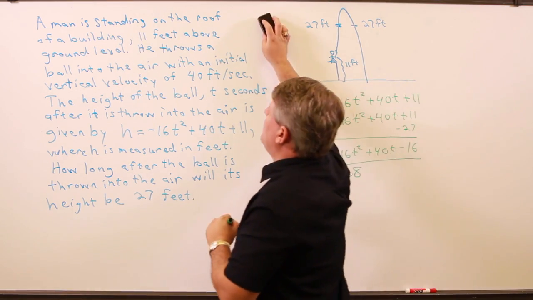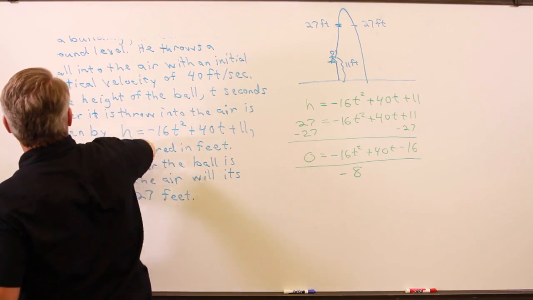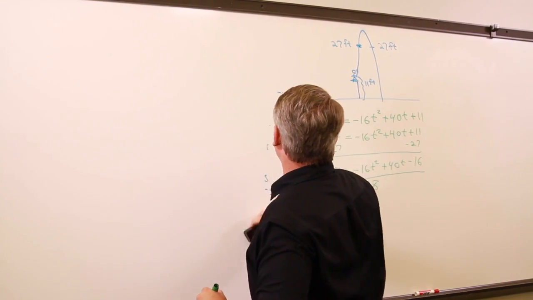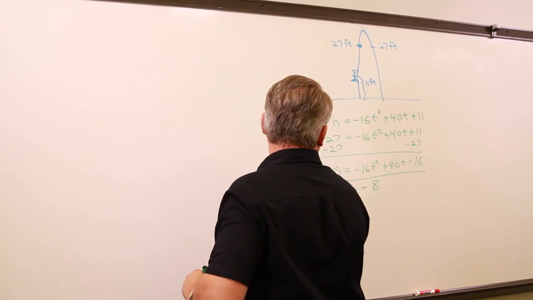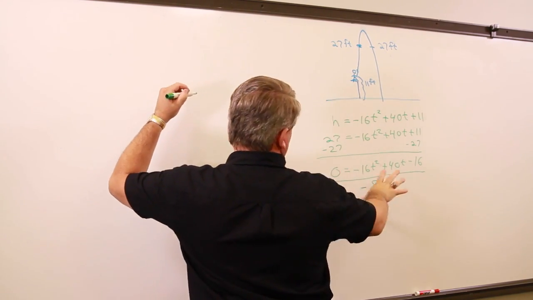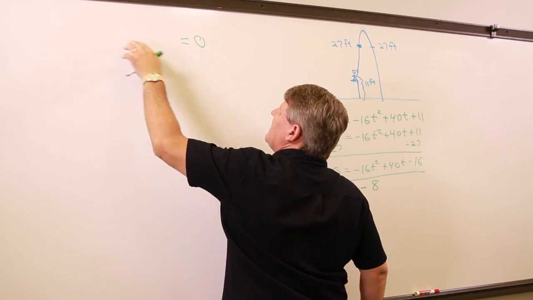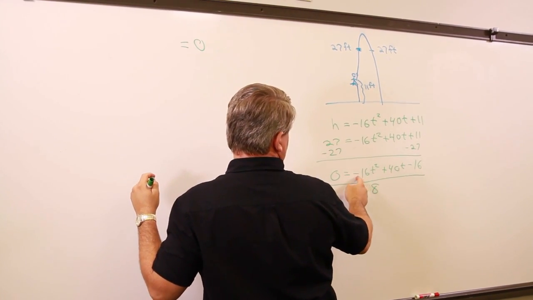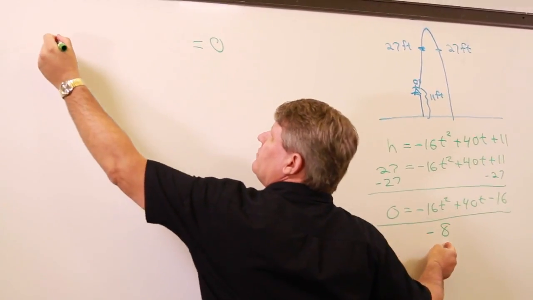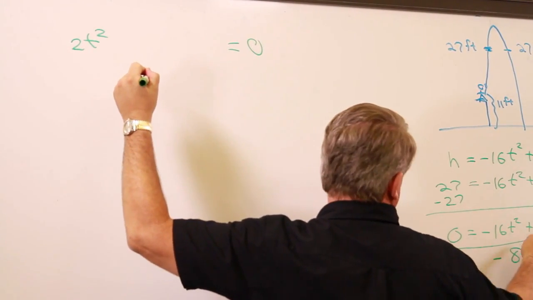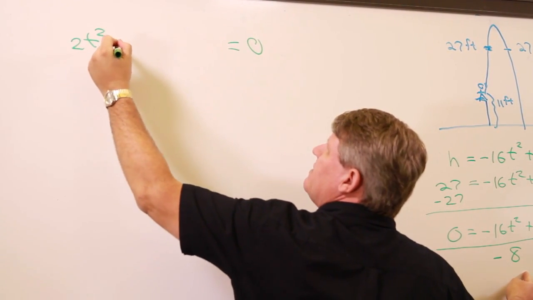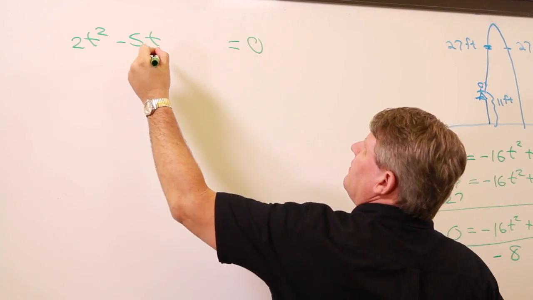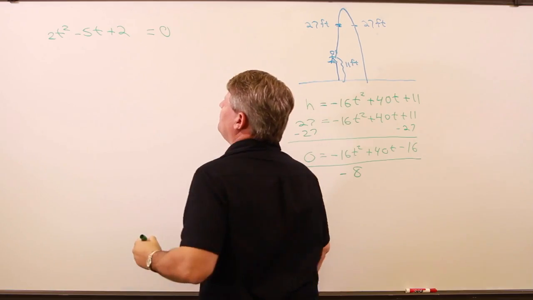I'm going to put my equation back up over here. I'm also going to rewrite it because I'm used to working with 0 on my right side instead of my left side, so I'm going to move the 0 over to the other side. Negative 16 divided by negative 8 gives me 2t squared. Positive 40t divided by 8 gives me negative 5t. And negative 16 divided by negative 8 gives me positive 2.